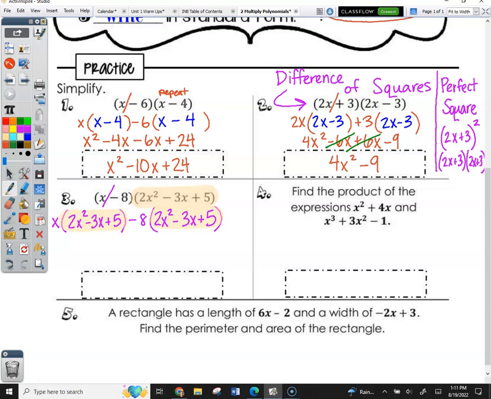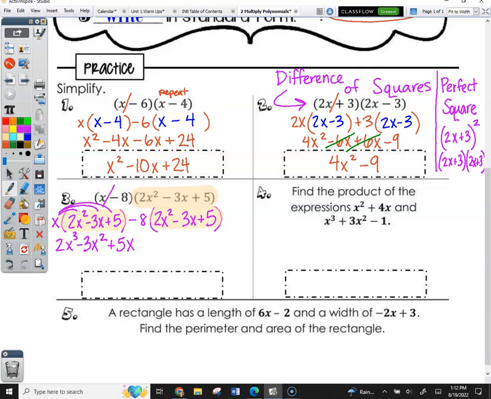And then you are still just multiplying one thing into a set of parentheses. So it's just basic multiplication. You've taken a complicated binomial times a trinomial, and you've turned it into a monomial times a trinomial. So now it's doable. So x times 2x squared, 2x cubed, there you go. X times negative 3x, x times 5, 5x.